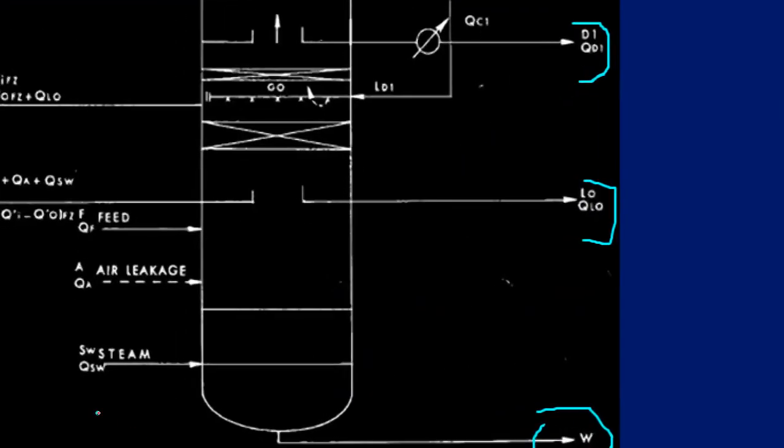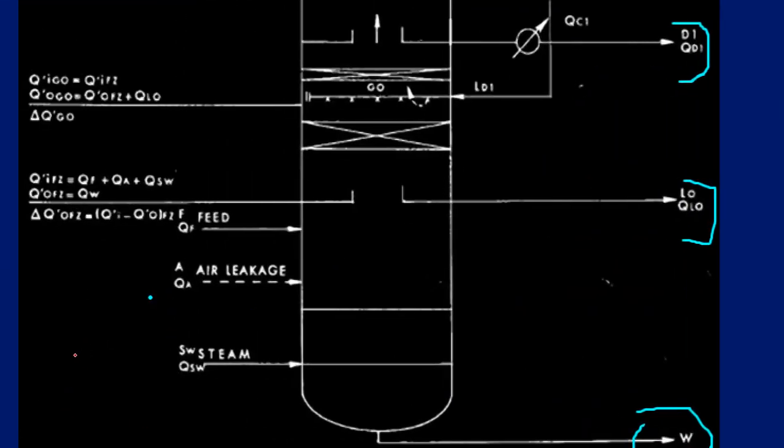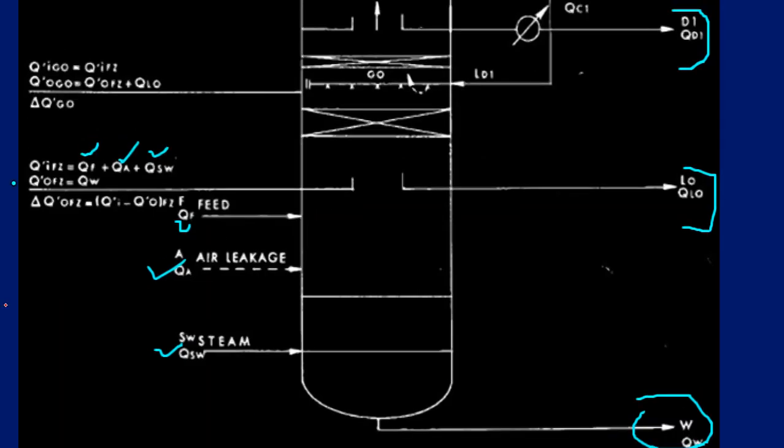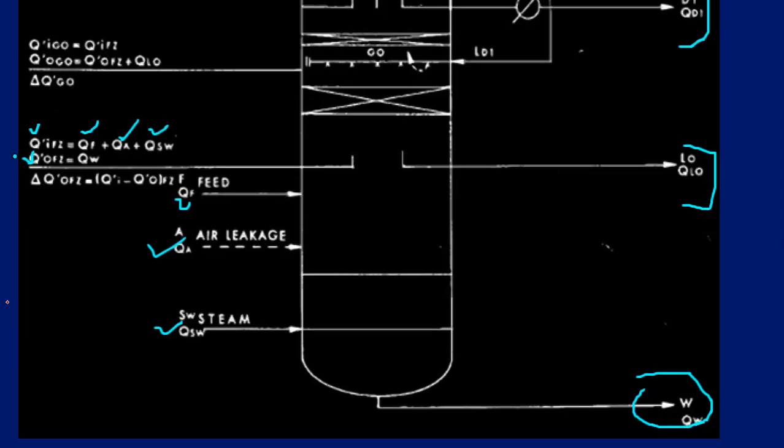So in this case also you have to first go up to the flash zone, so air leakage, steam, bottom steam SW, that is QSW, QA, and feed QF. These are the three values that have the energy going inside the column, and only the QW is leaving section. So delta IFZ, that is the amount of energy going inside the flash zone, and Q dash OFZ, the amount of energy that is leaving the flash zone. And this is a difference. You have to make the difference value, in minus out, that gives the amount of energy that is flowing inside the column.